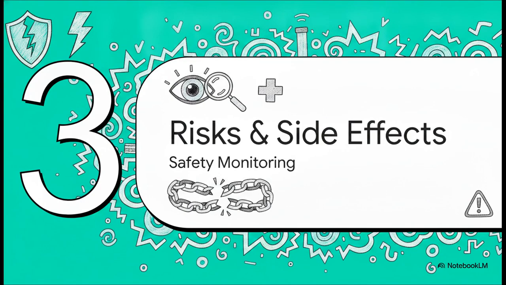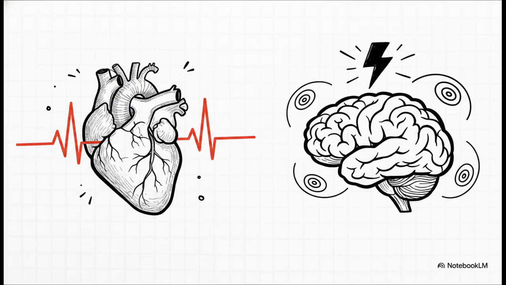Which brings us to Section 3, major risks and side effects. Let's talk about safety monitoring. Now, every powerful tool has some collateral damage. And surprisingly, an antibiotic meant to clear an infection can actually mess with a patient's heart rhythm and their brain. Fluoroquinolones can cause a long QT interval. So if your patient is taking this alongside other QT prolonging drugs, like amiodarone for instance, that risk really multiplies, and you absolutely must monitor their ECG.